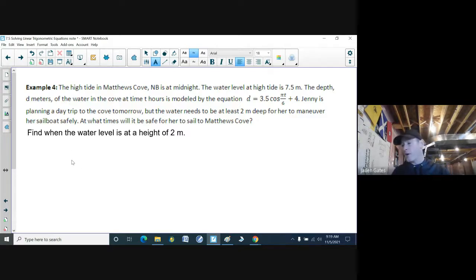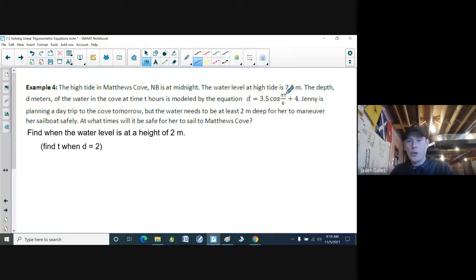All right, but we are going to be able to find when the water level is at a height of 2 meters, which is a nice way of saying find t when d equals 2. All right, so here's my equation, and I'm going to substitute 2 in for d. And so my equation is going to be 2 is equal to 3.5 times cos of this big mess, cos pi t divided by 6, yikes, plus 4.